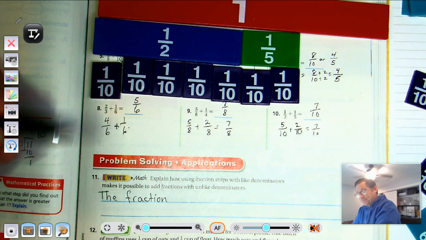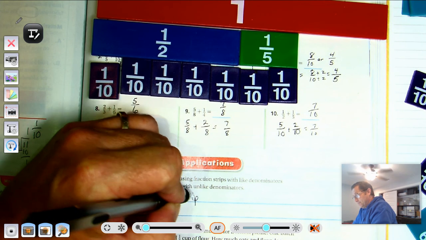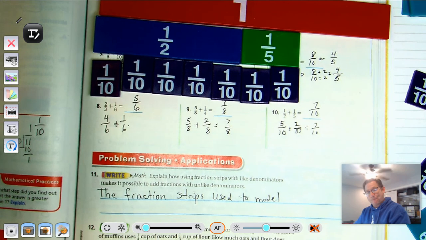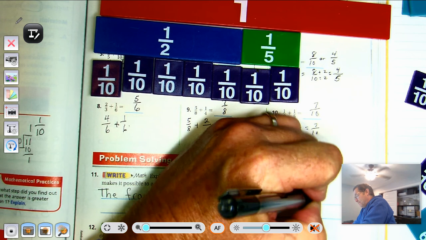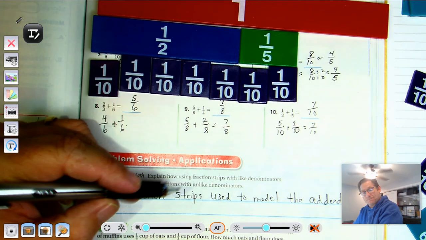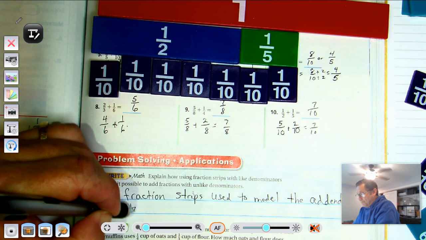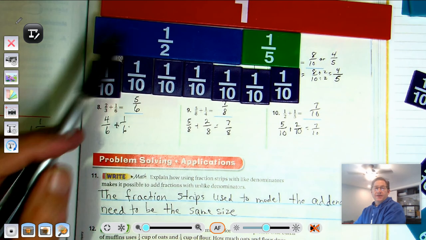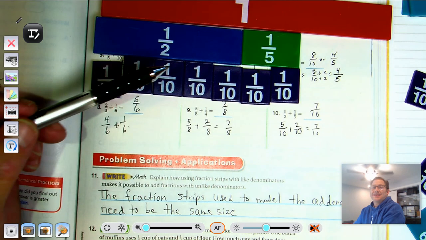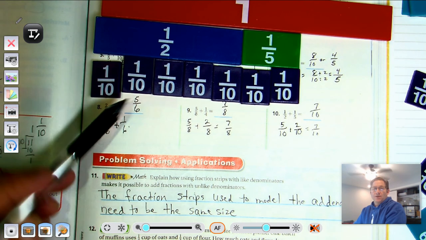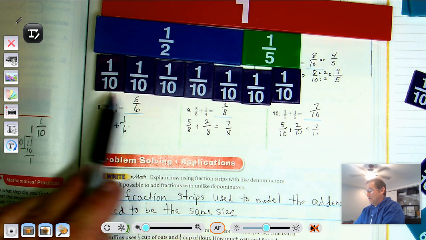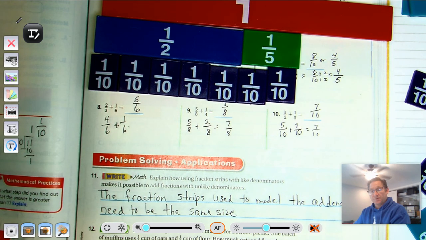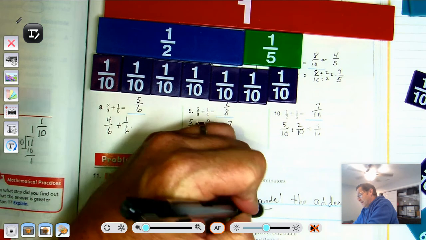Okay, so here, 1 half and 1 fifth, they're not the same size, right? But when we turn them into tenths, all the fraction strips are the same size, which makes it easier to add the fraction strips. So once they're all the same size, I can combine them.